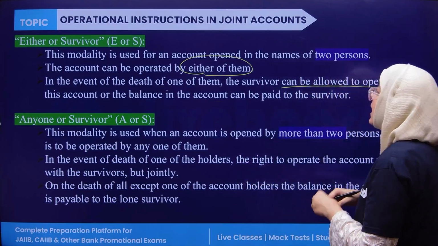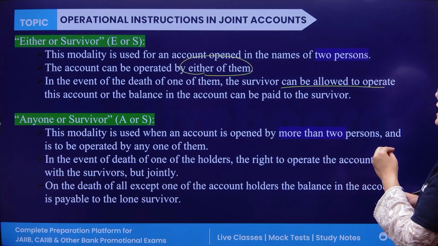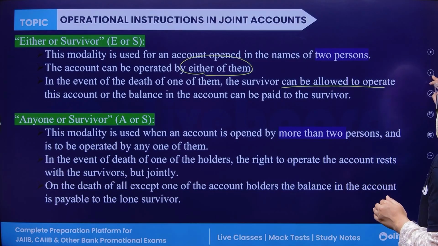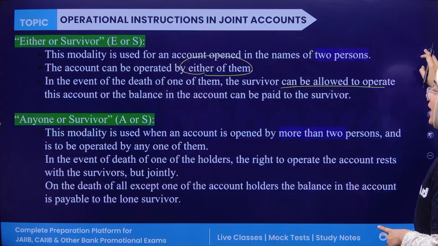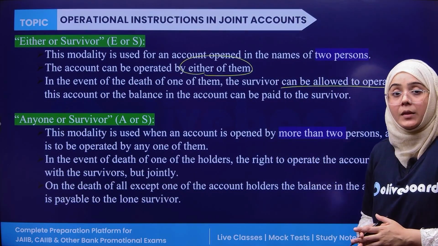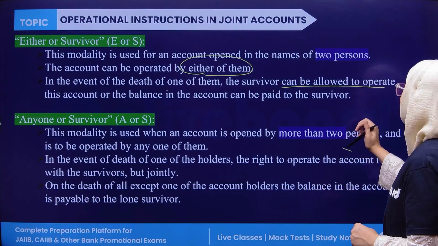It means that in the case of death, the survivor is allowed to operate the account and the balance is paid to the survivor. All the balance can be paid to the survivor. Okay. Now, anyone or survivor: it means that this account is opened by more than 2%.